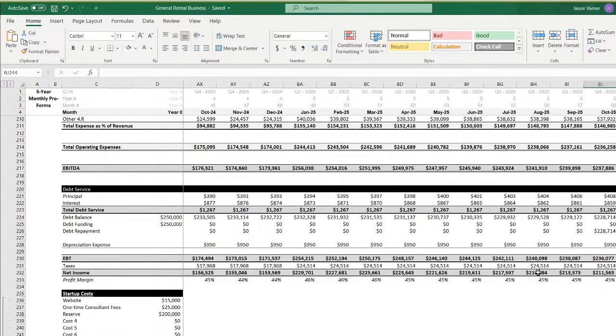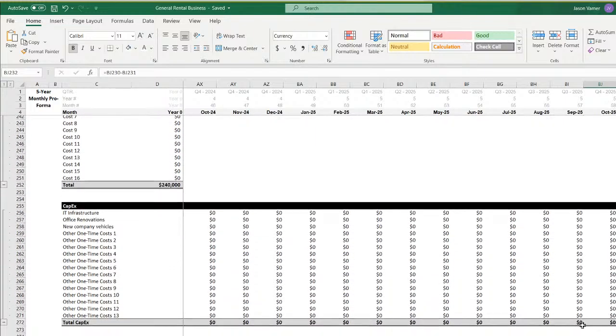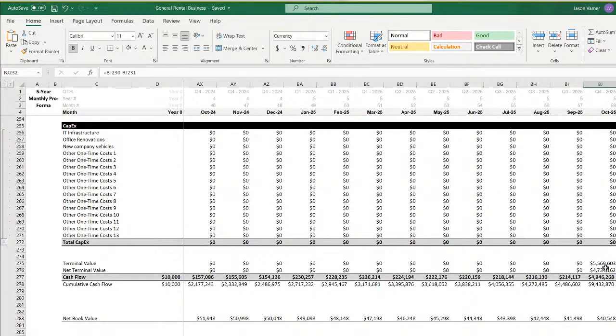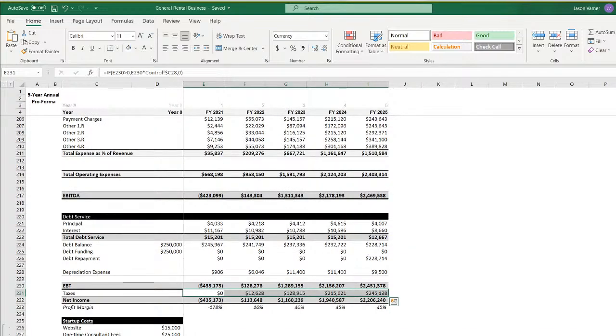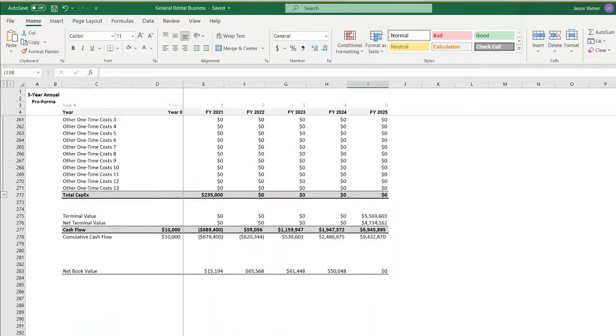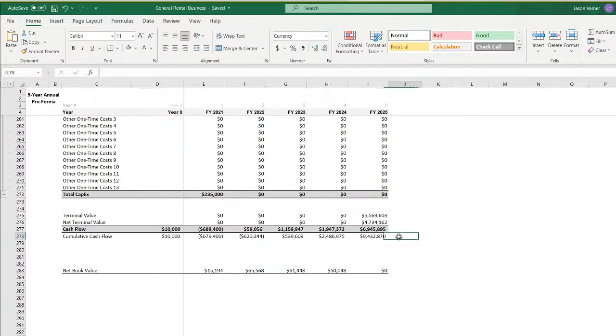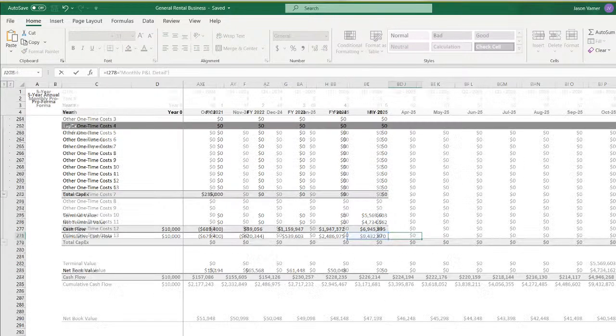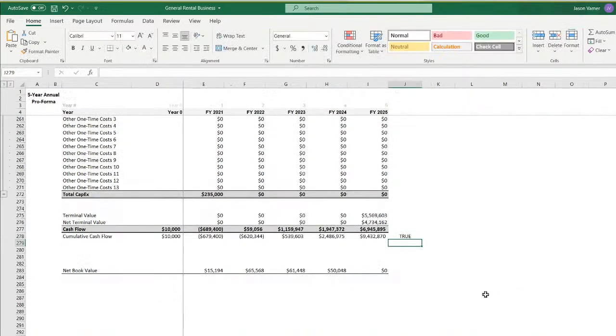So we have all our operations happening there: net income, capex, net terminal value after taxes and selling fees on that, and we see a cash flow which takes into account everything else, and you end up at 9,432,870. 9,432,000, and this is your check here. This should always equal this. Okay, great.